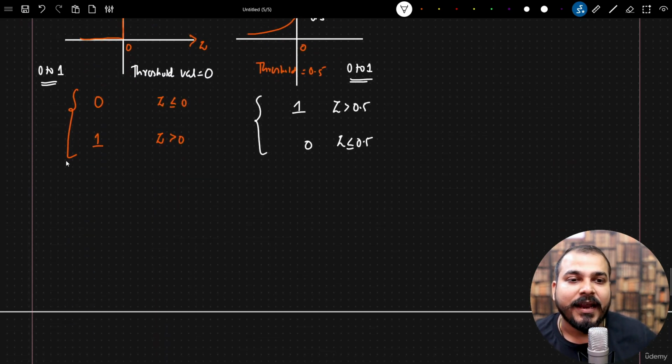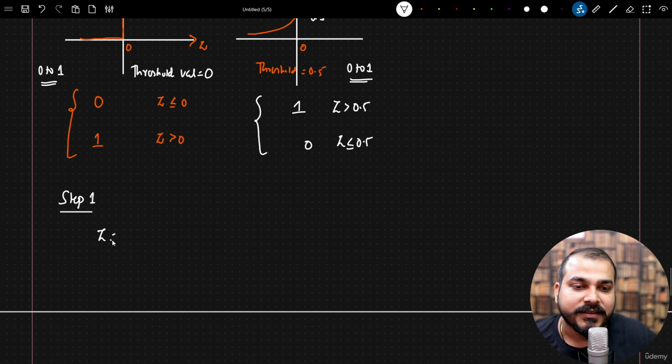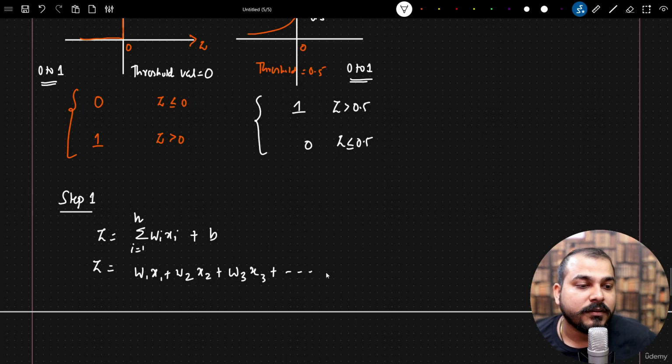Now let me go back again and show you, the step 1 operation is very simple. We have applied a z, which is nothing but summation of w of i x of i plus b. Now see, if I extend this from i equal to 1 to n, let's consider that I have n inputs, then how will this operation look like? w1 x1 plus w2 x2 plus w3 x3, plus like this up to wn xn. And then I have a bias added.